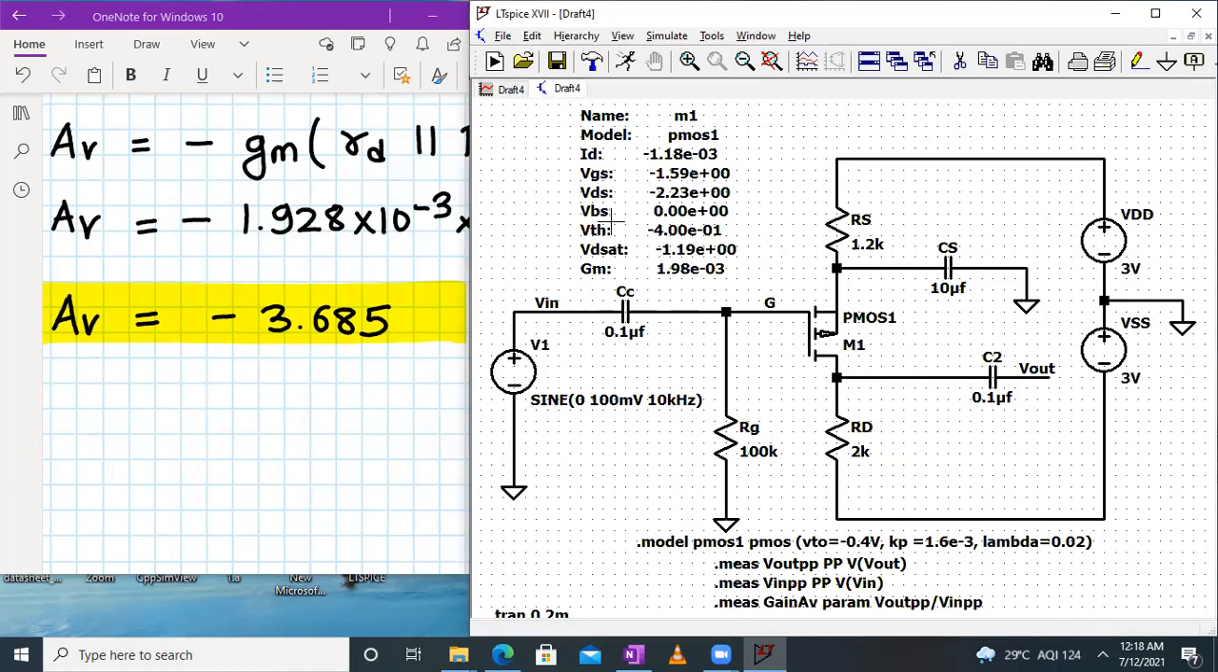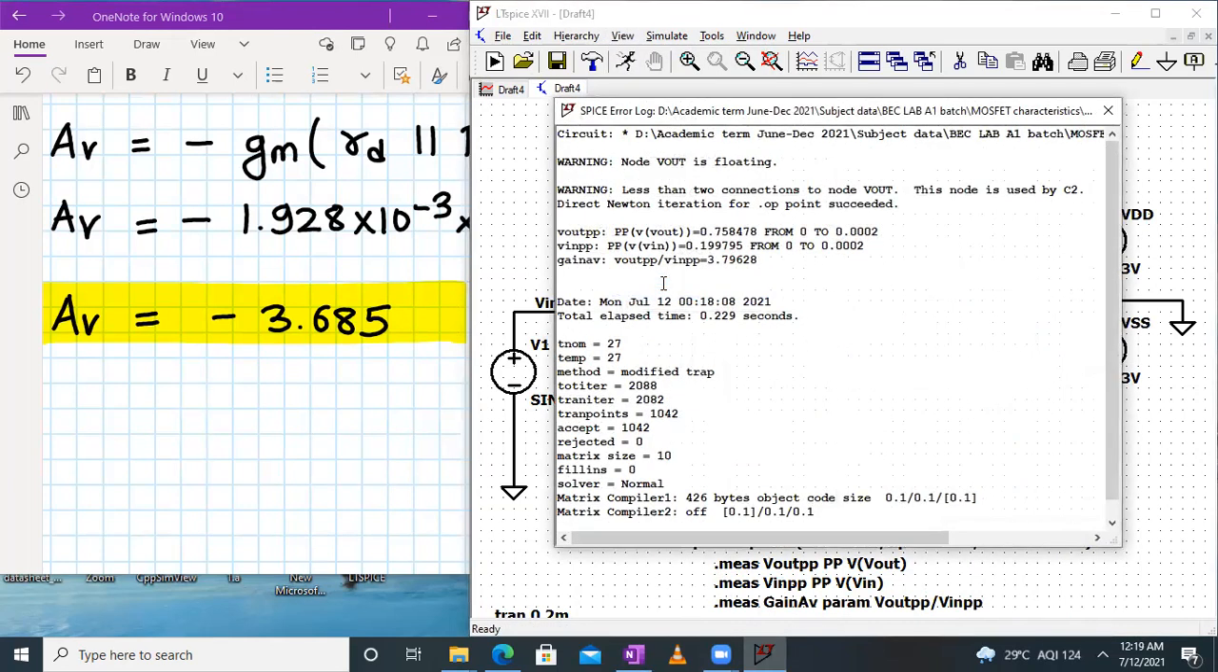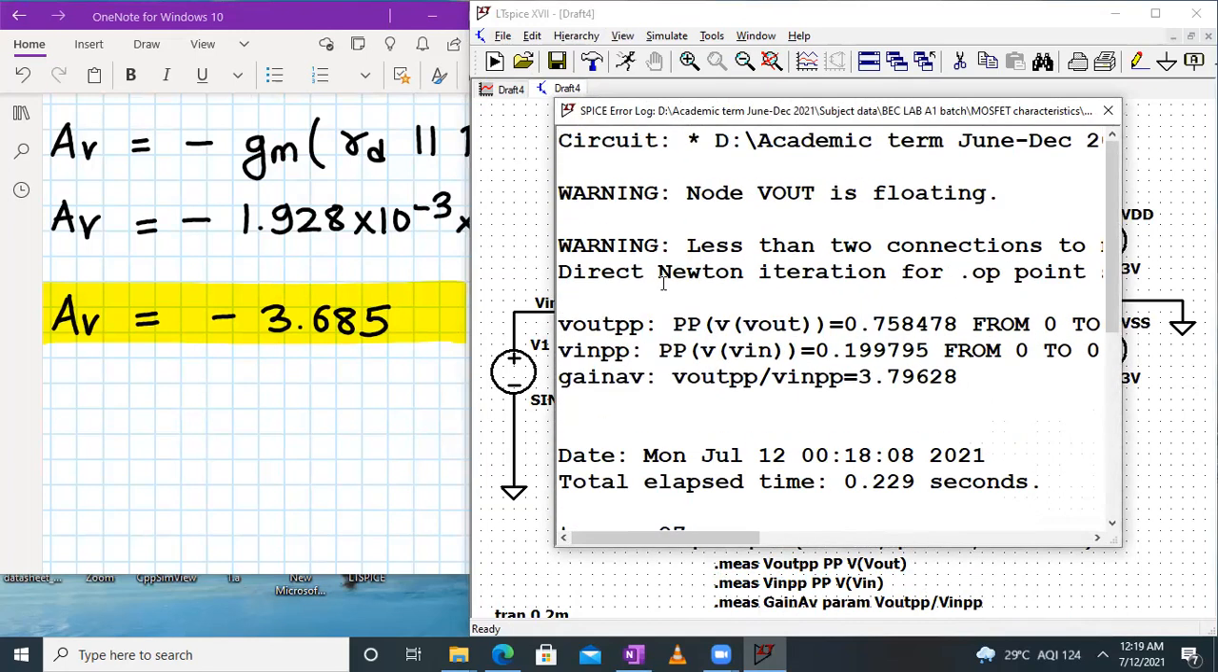So what we do is we use the dot measure statement. We have already used this in the last numerical. We'll use the same dot measure statement. After writing these statements, we'll go to view and go to the SPICE error log, and this will give us those values directly.